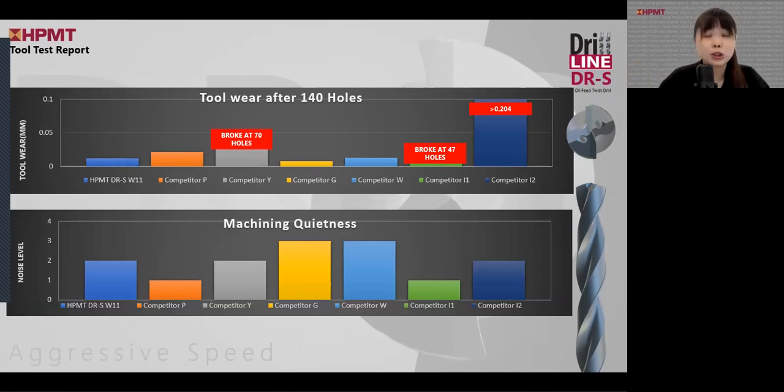In terms of machining quietness, we did observe during the entire machining process that our cutting tool is actually not producing very loud noises. Instead, the machining sound is still just medium and is in the acceptable range.